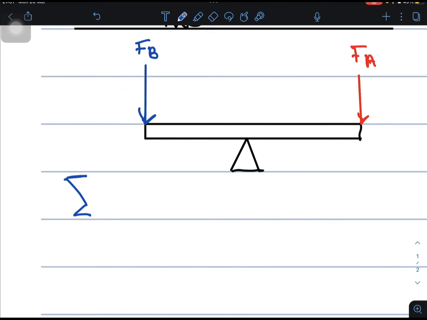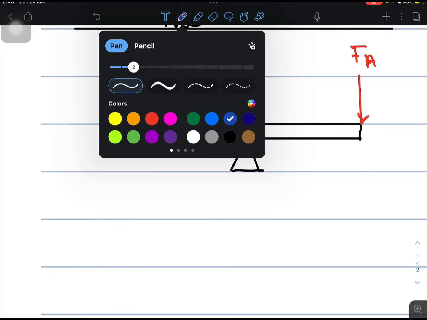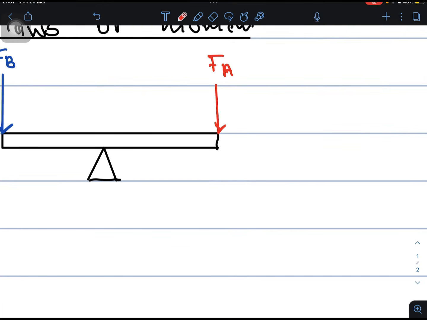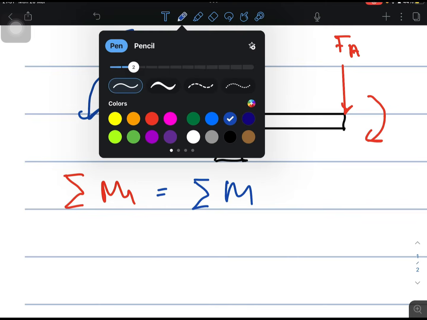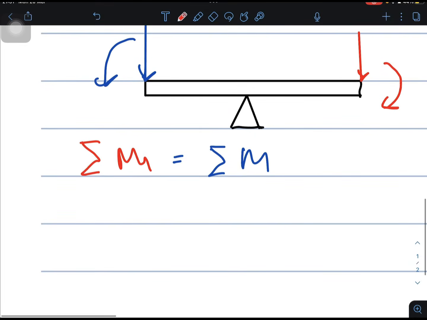But what do we mean by that? For example, let us look at force A. You see, force A will turn this beam clockwise, and if we look at force B, it will turn this beam anti-clockwise. So in simple terms, guys, this law states that, let us just define our distances first.